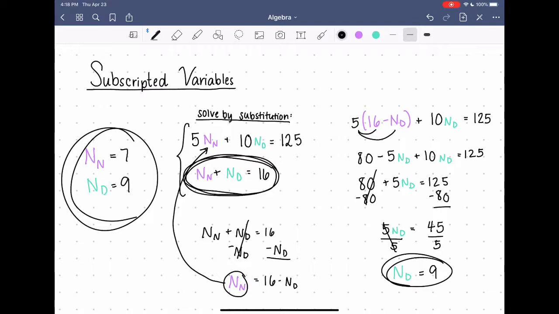So it's really just the same thing we did before when we learned substitution. The book just wanted to make it a little bit more confusing by throwing in some extra letters for you, but really it's not that bad. It's just going to help you understand what those variables actually mean.